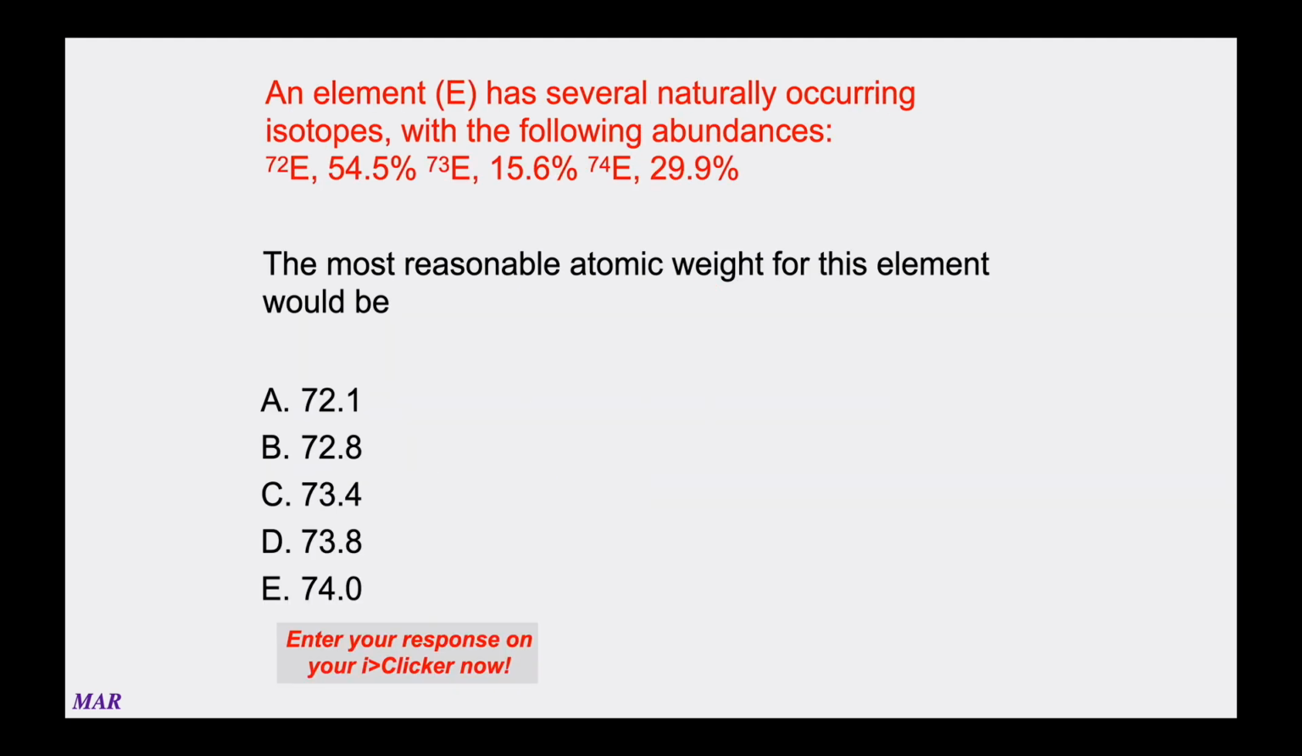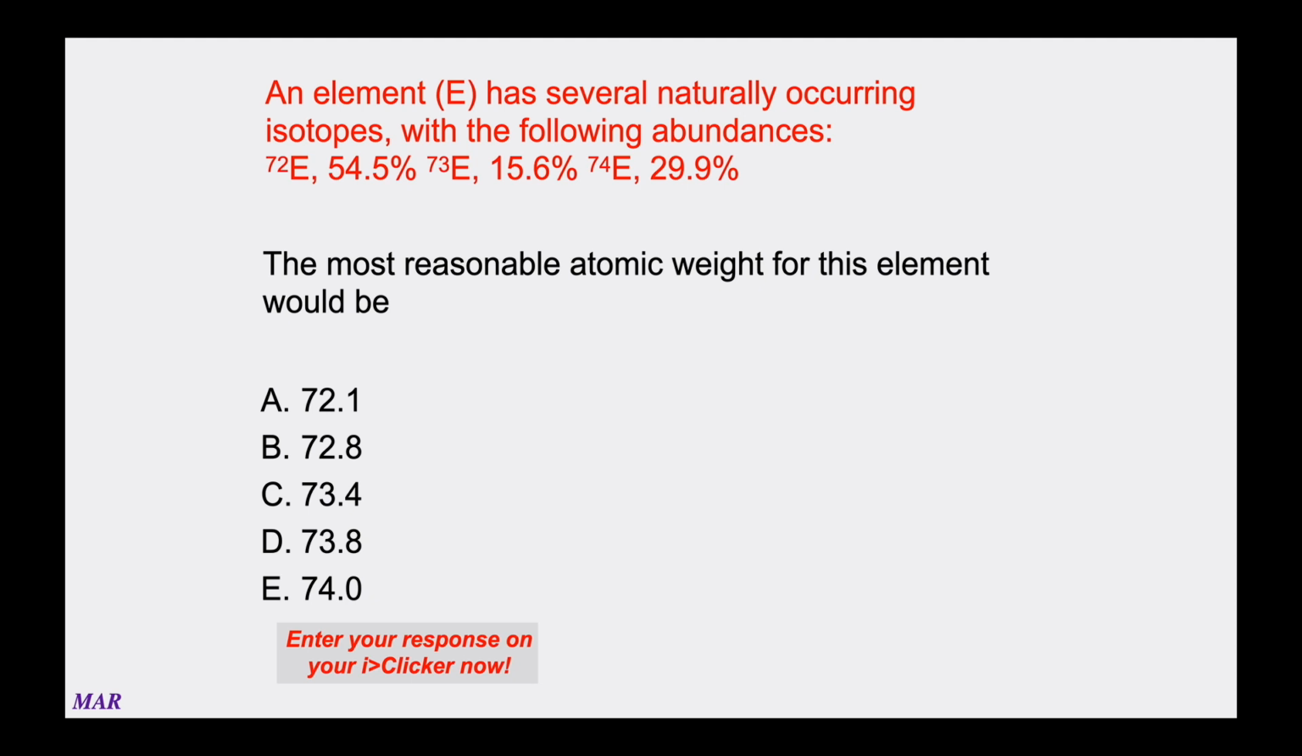Cool. An element E has several naturally occurring isotopes with the following abundances. So we're just listing them as some random capital E, all right, don't worry about that. But notice that 72E is about 54.5%, 73E is about 15.6%, and 74E about 29.9%. And the question then says, the most reasonable atomic weight for this element would be, and it lists five possibilities.